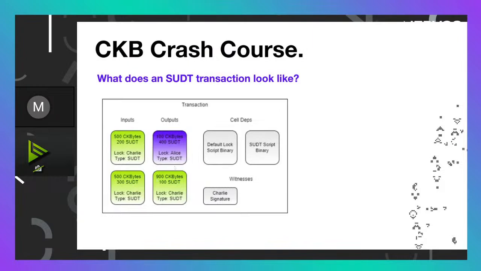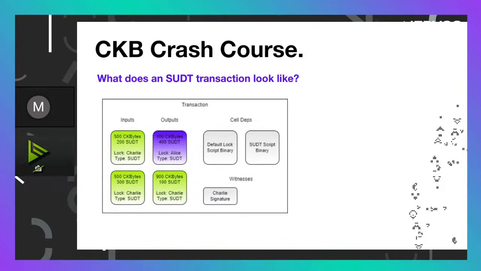So if you add up all the numbers again, you're going to see 1,000 CK bytes, just like on the left side. On the right side, still 1,000. Then 500 SUDT tokens on the right side. And these all add up exactly like they should. And so this transaction would be successful when it's submitted.